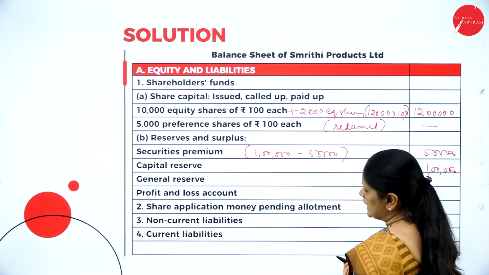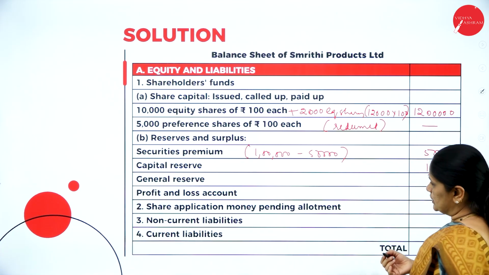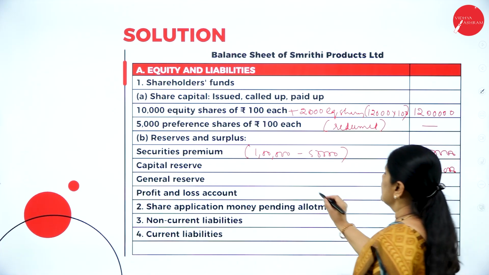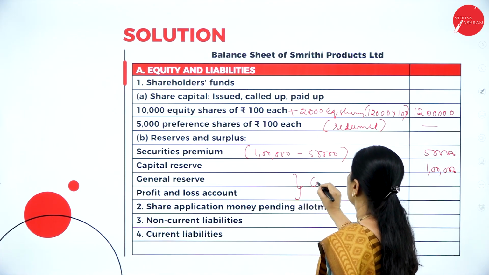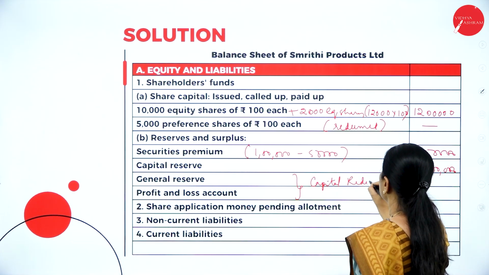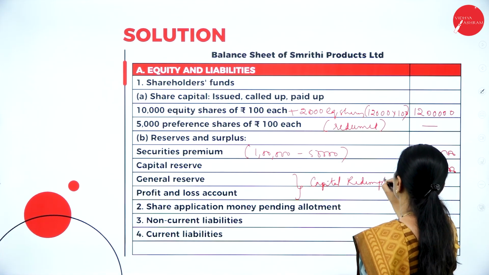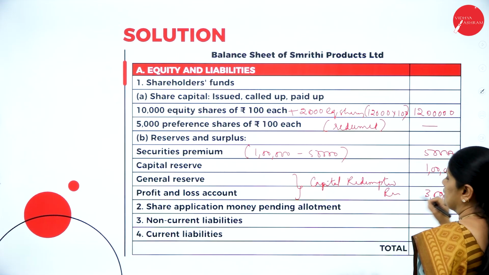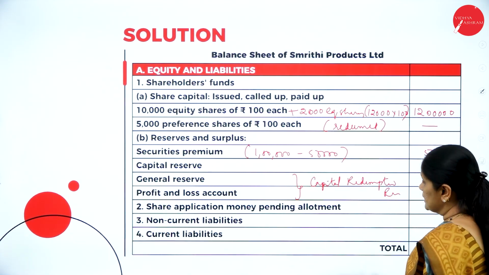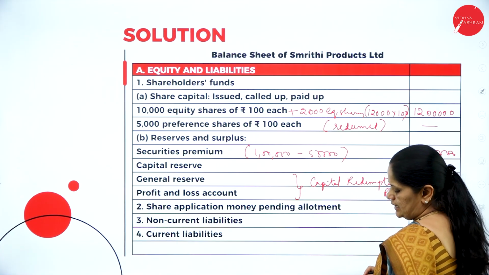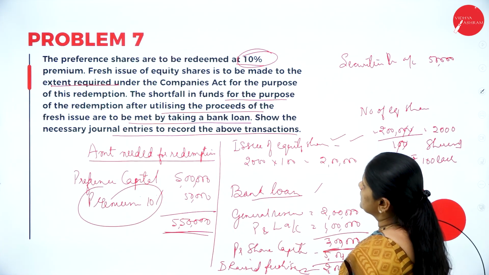Then general reserve we have utilized. So profit and loss account also we have utilized. So instead of writing this, I write capital redemption reserve account. So that is 3 lakhs. So we don't have general reserve and profit and loss account. Then this is nil. Then next we have the current liabilities.